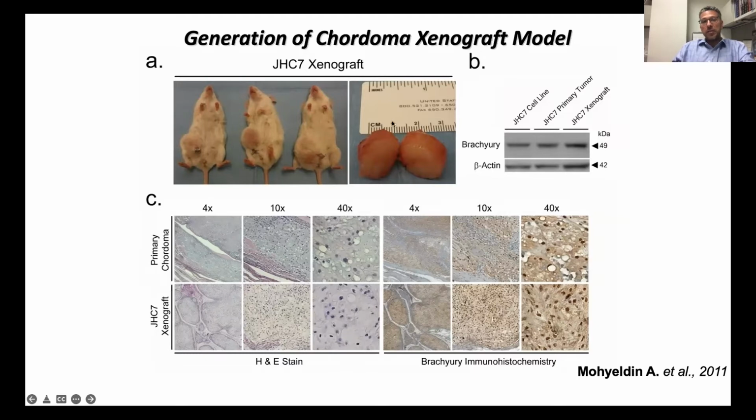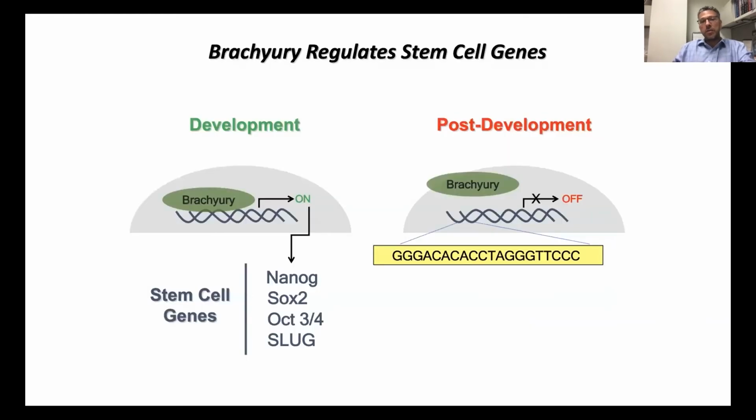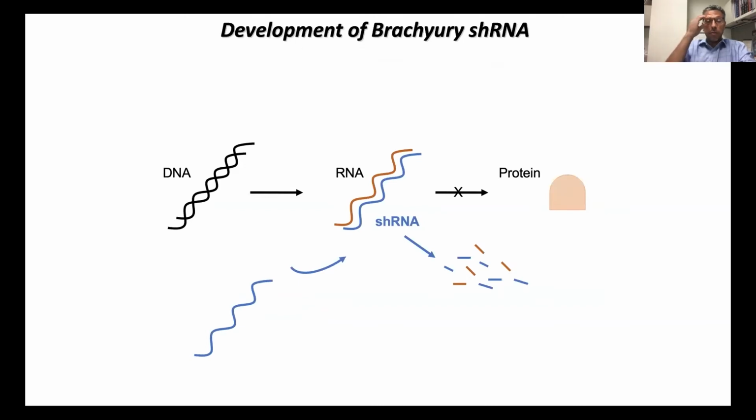And here you see the xenograft growing in the animal, and you see here a histological view of the tumor from the patient in this panel, and the Brachyury expression, as well as the tumor from the animal xenograft, as well as the Brachyury expression. So this was the first animal model that recapitulated the disease simply from the cell lines that we were able to harvest. We next asked the question of trying to turn off Brachyury.